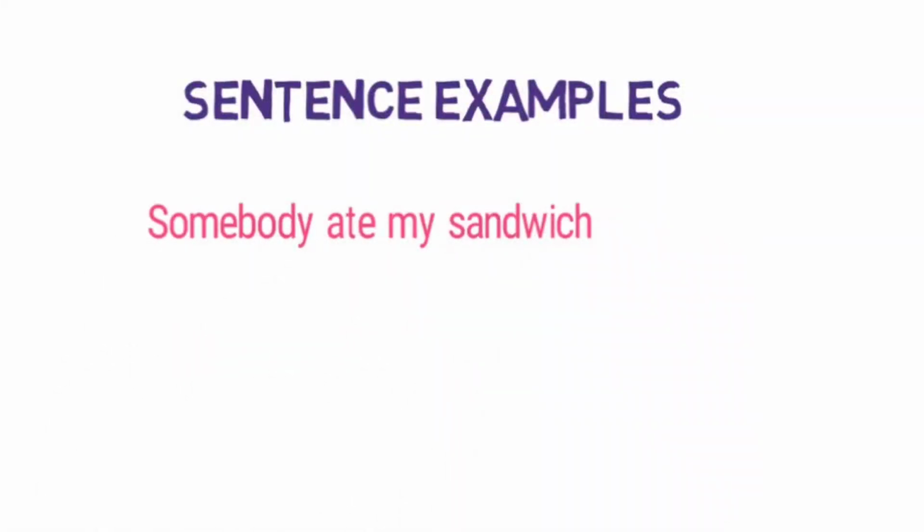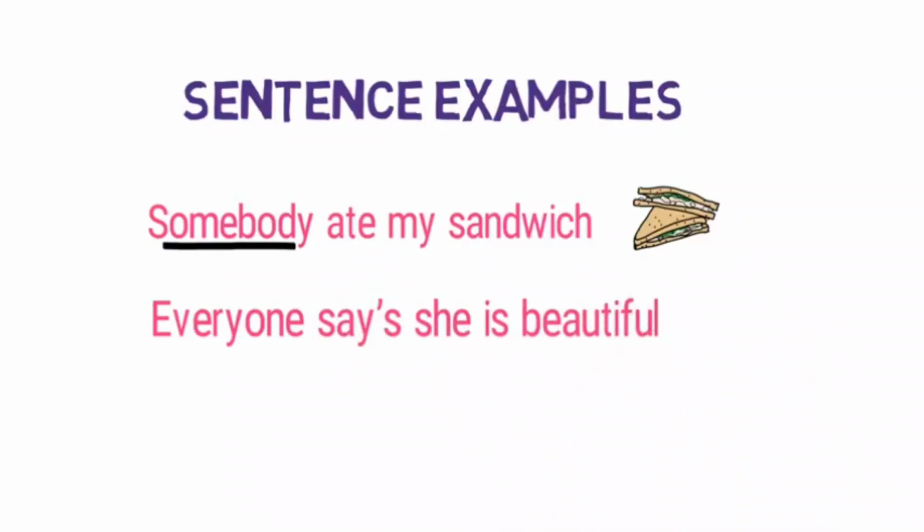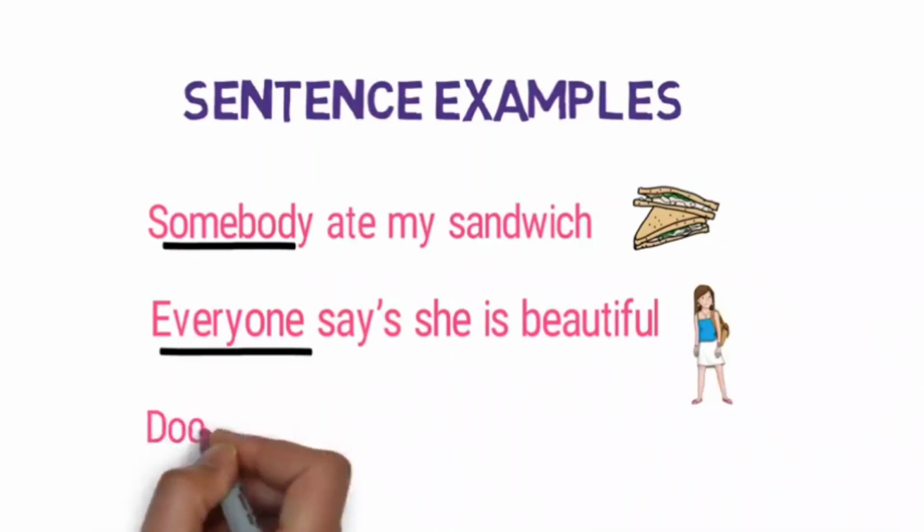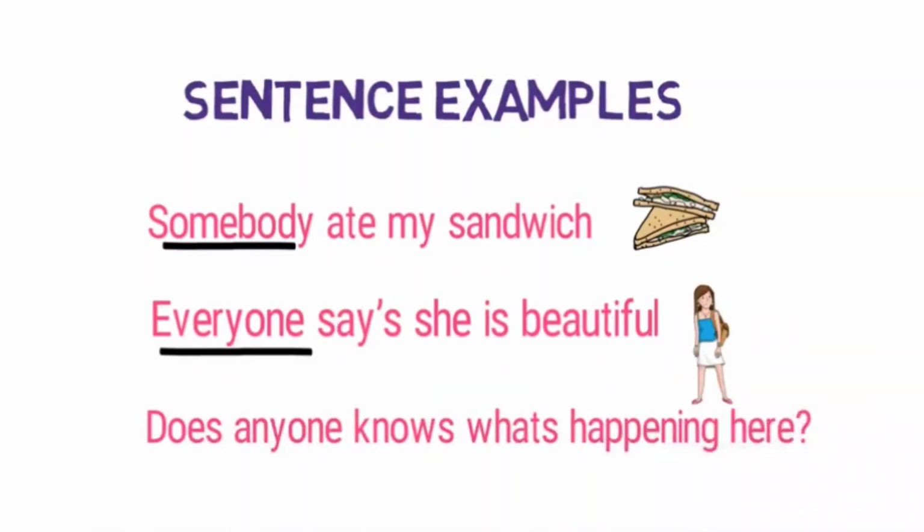Somebody ate my sandwich. Here, somebody is an indefinite pronoun as no one knows the exact person who has eaten the sandwich. Everyone says she is beautiful. Here, everyone is an indefinite pronoun as no one knows the exact person. We are using a general term, everyone, here. Does anyone know what's happening here? Here, anyone is used as an indefinite pronoun as the person is asking in general to all. So remember, when you do not want to project any exact person or thing, they are used.